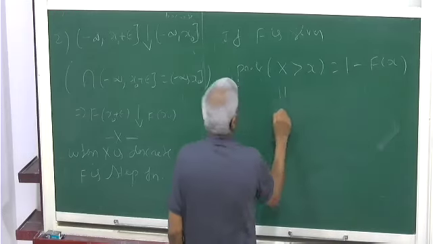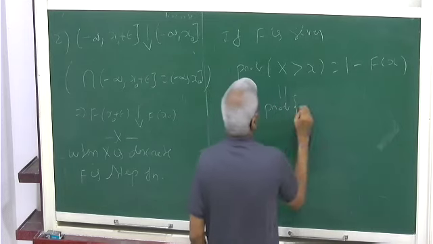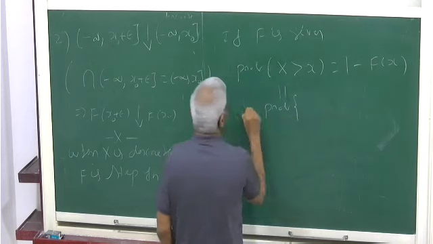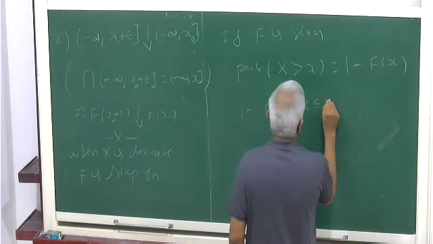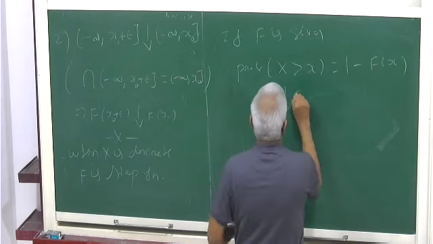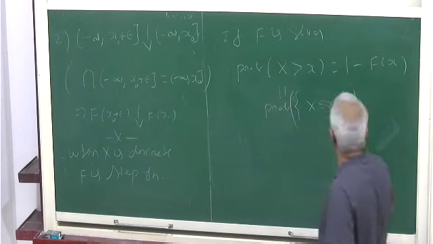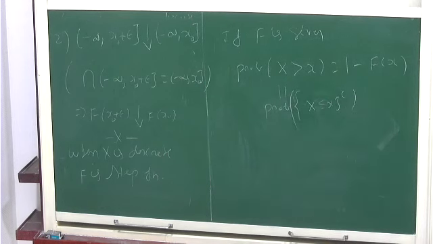This is equal to 1 minus the probability of X less than or equal to x, right? It's just the complement of this. This is the complement of X less than or equal to x, okay? And that is equal to this, so you can calculate that.